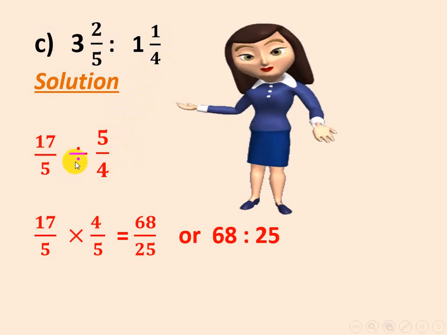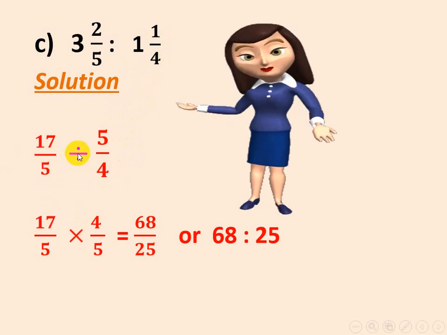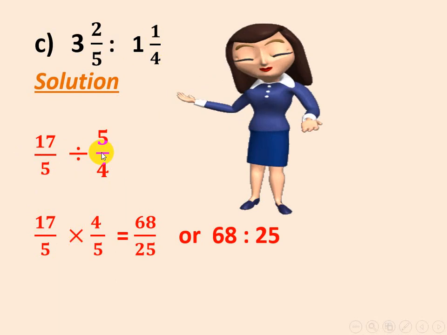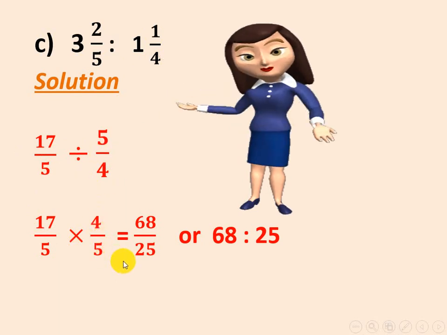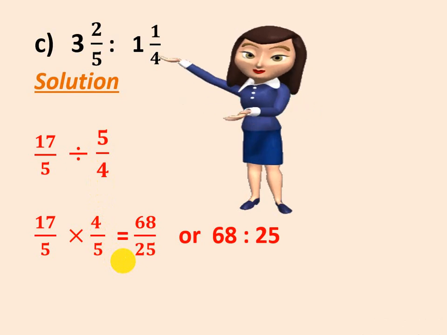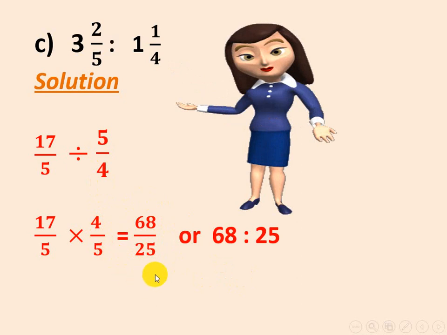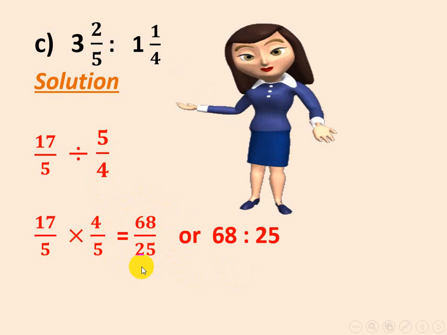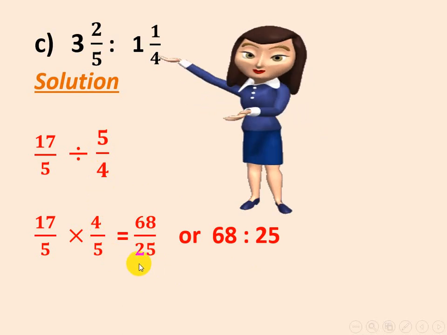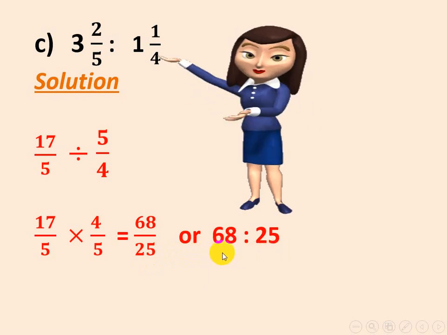Convert the division into a multiplication operation. 17 over 5 times 4 over 5. By the calculator you will get 68 over 25. Observe, the result of the calculator will be in the simplest form. 68 over 25 means 68 to 25.